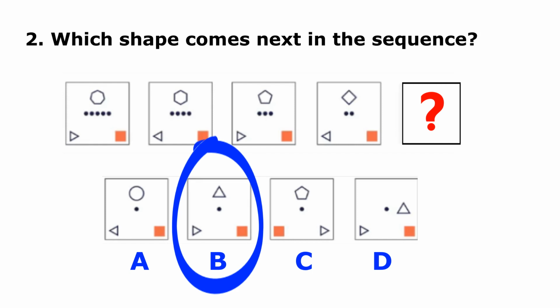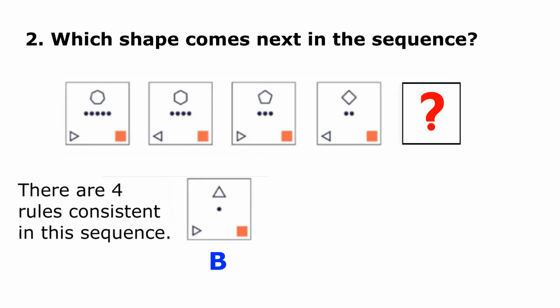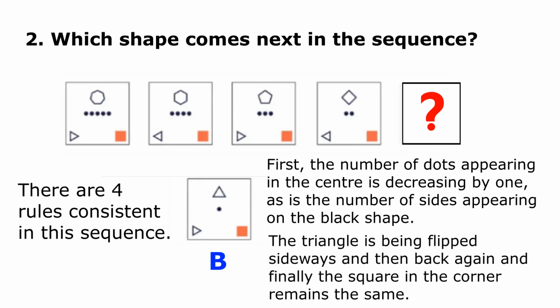The answer is letter B. There are 4 rules consistent in this sequence. First, the number of dots appearing in the center is decreasing by 1, as is the number of sides appearing on the black shape. The triangle is being flipped sideways and then back again, and finally the square in the corner remains the same.